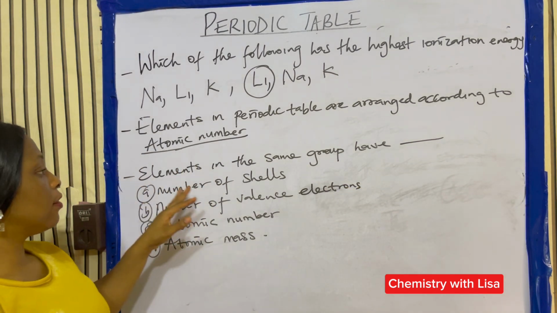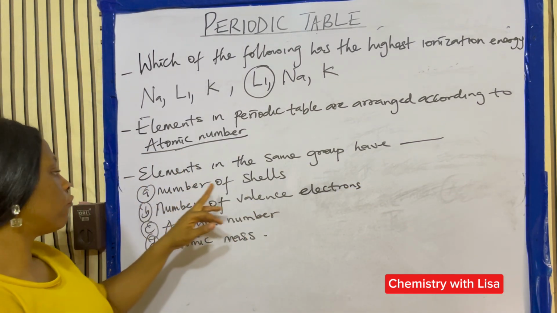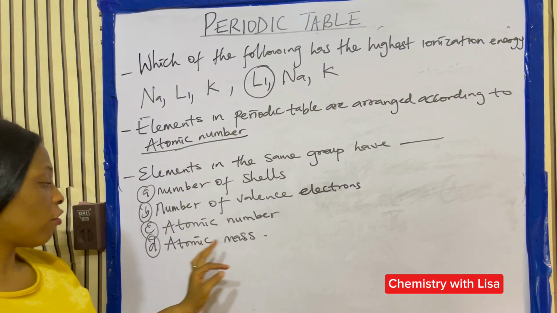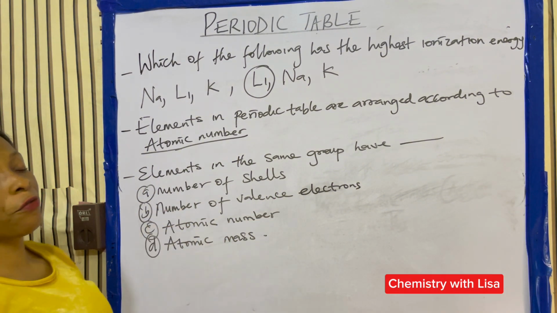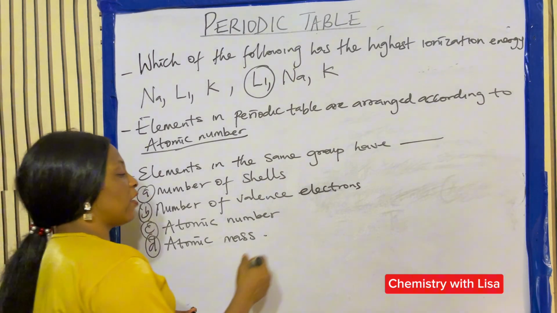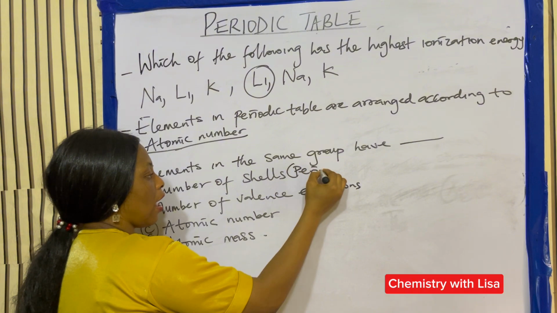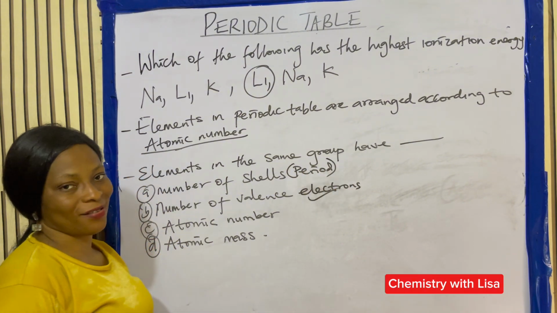Now, elements in the same group have dash. Number of shells, number of valency electrons, atomic number, atomic mass. Elements in the same group, they have the same number of valency electrons, while elements in the same period have the same number of shells.